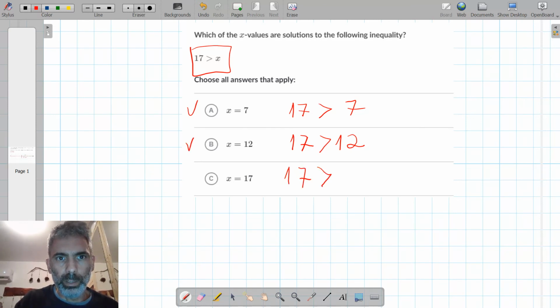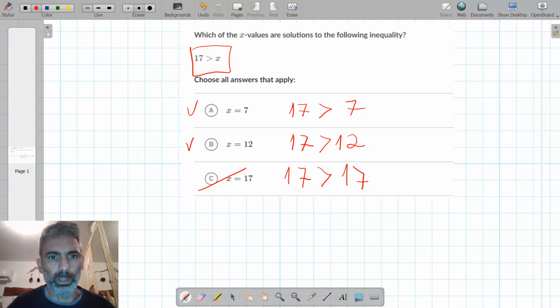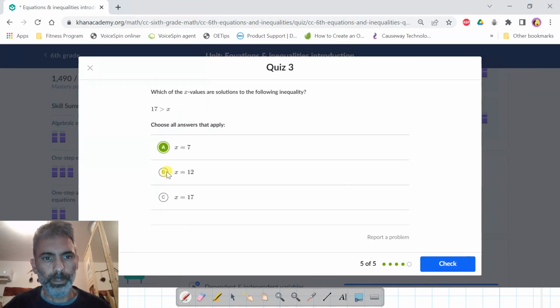17 is greater than 17. This is not correct, because 17 equals 17, it is not greater than 17, so only options A and B are correct.